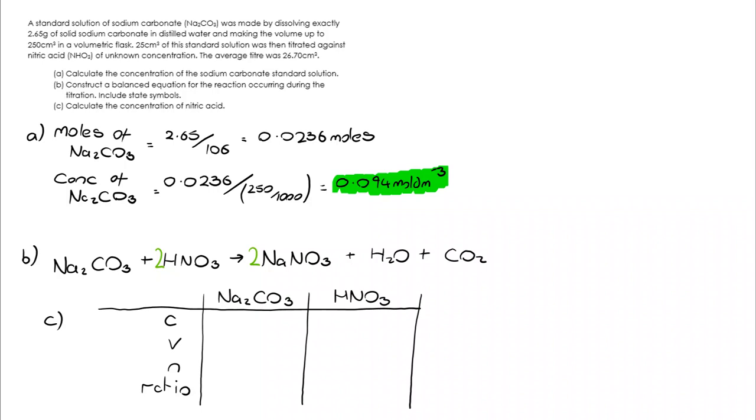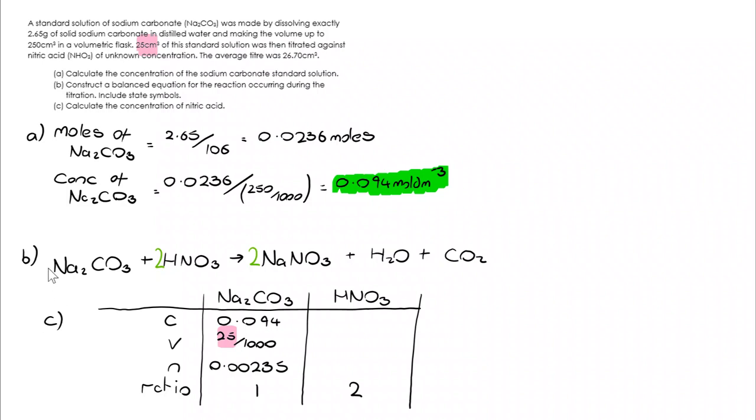So I draw out my table, I've got my species I know and my species I want to know, I have my CVN ratio, and I can put my concentration in that I've just calculated, 0.094. I can take my volume. Be really careful here because we may have made 250 centimetre cubed, but we're only actually using a 25 centimetre cubed sample. So that's about reading the question carefully. Once I've got those two, I can calculate my moles as 0.00235.